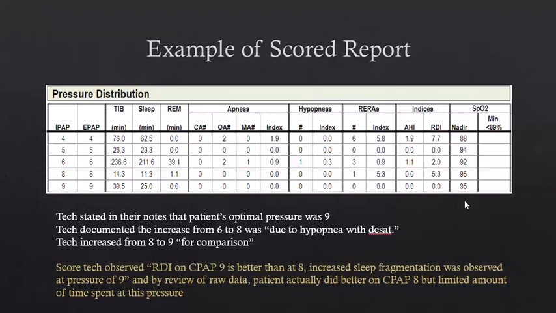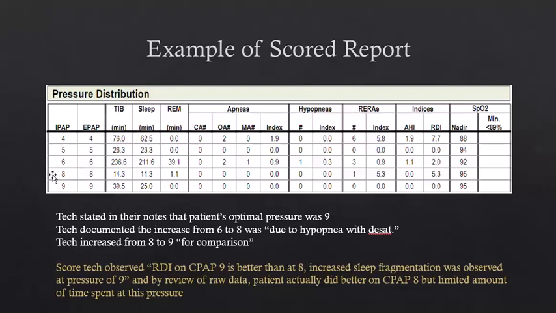But the other thing that is not included in these reports is the patient's arousal index at each of these pressures. And when I looked at why the tech jumped from a CPAP of 6 to 8, they increased from 6 to 8 because of hypopneas with DSATs, or just a single hypopnea with DSAT. So that was a pretty aggressive jump to make for a single hypopnea with a desaturation.